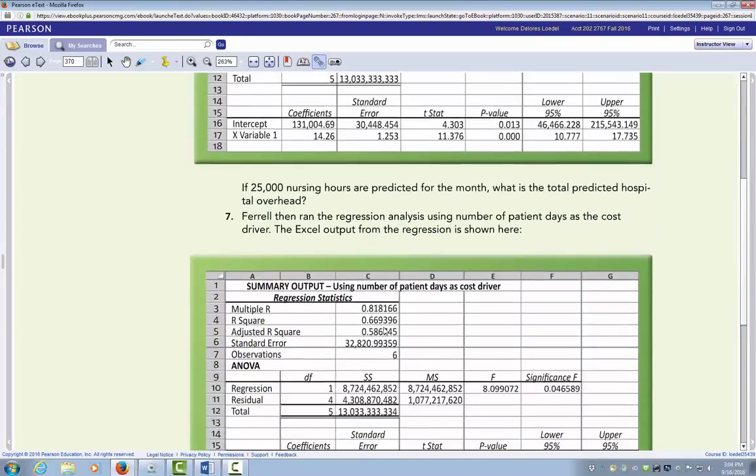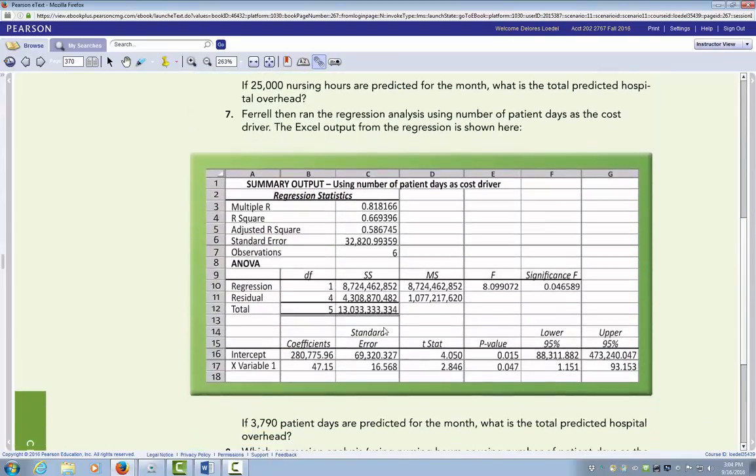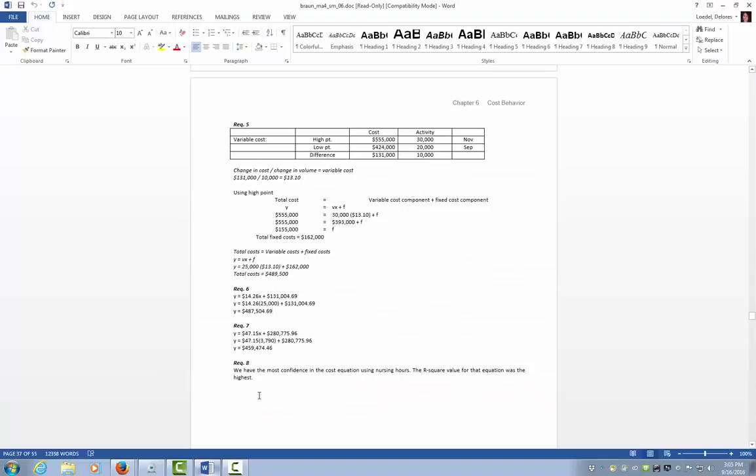And now they're going to run a regression analysis, but this time they're going to use number of patient days as the cost driver. So we're using the same information here again and putting that into our formula for our total costs.